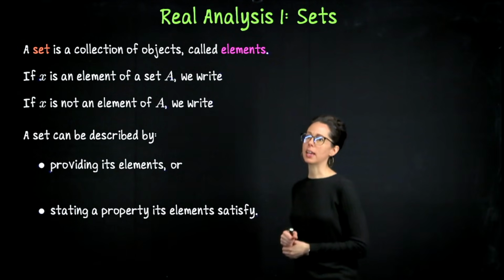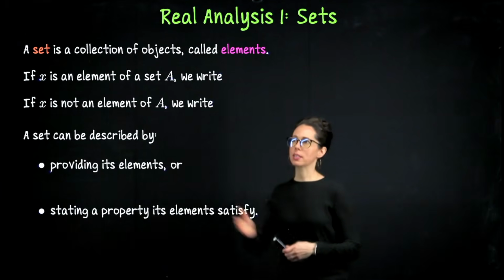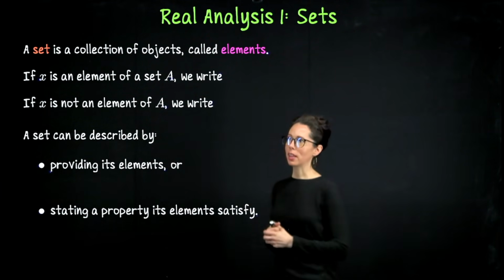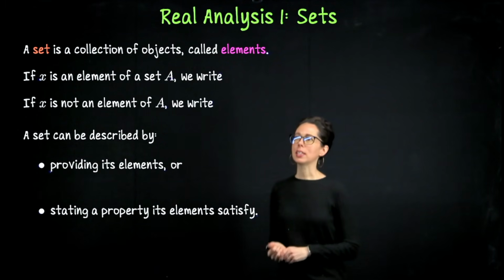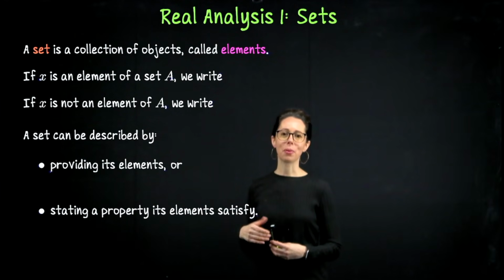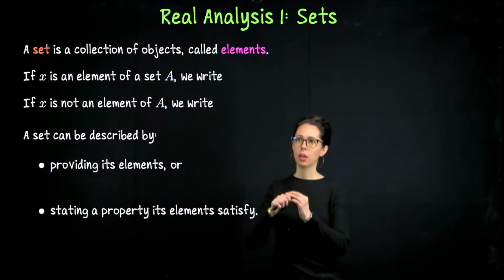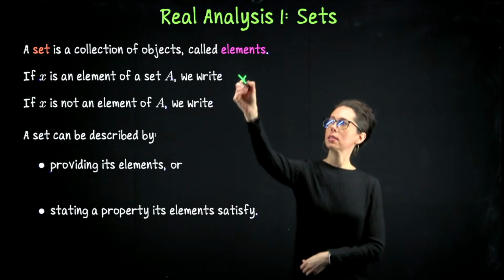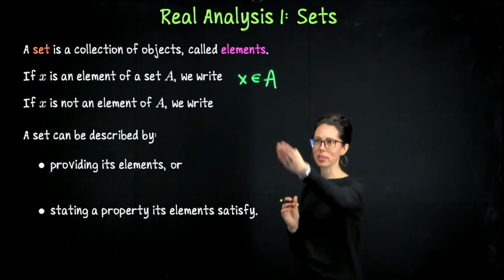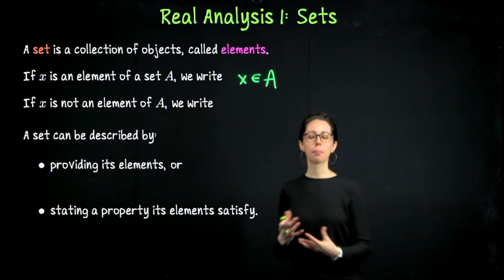What we say is that a set is a collection of objects called elements. We typically use this capital letter notation to denote sets, and we often use little letters to denote elements. If I wanted to say that an element x was in the set A, for example, the real number 3 is in some set of real numbers, we would write x is an element of A. That's it. So that's what this notation here means. If you see that and you haven't seen it before, that's the belongs to symbol.